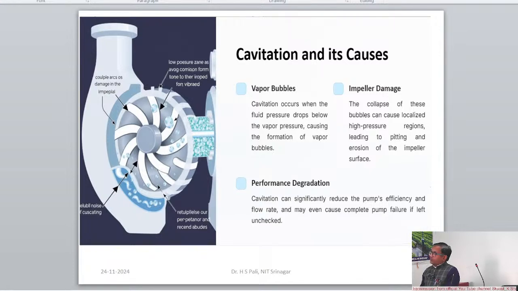the performance point of view, because pitting will take place, the surface will erode or be damaged, then the flow will be disturbed, and the rise in pressure energy will be disturbed. So performance degradation is one part of cavitation. Cavitation can significantly reduce pump efficiency and flow rate, and may even cause complete pump failure. That is one of the reasons. If it is damaged, then failure will take place. So before going to the submersible pump, you first see another important part.